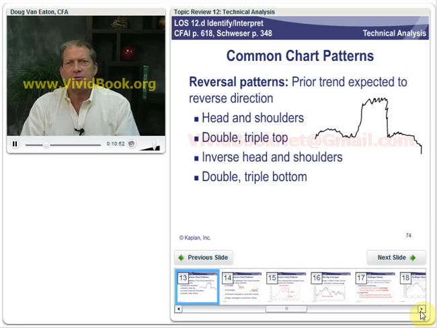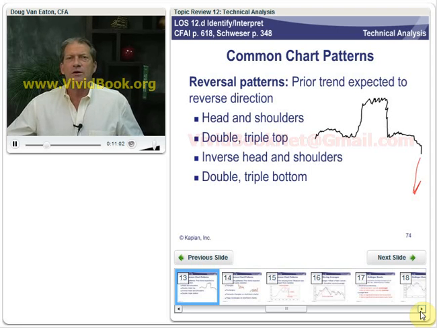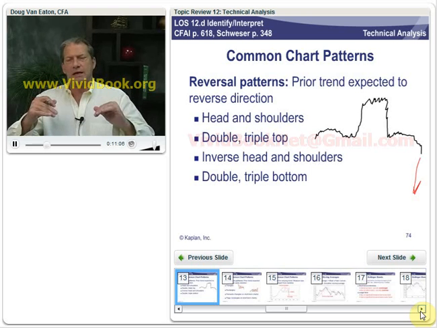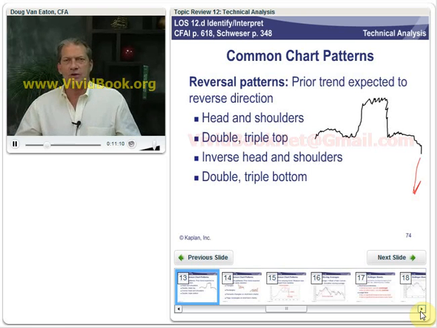If we saw this pattern, we expect at this point from this head and shoulders for the price to decline from there. Now, we can also have an inverse head and shoulders, which is the same pattern but upside down. And in that case, it's a reversal of a downtrend.